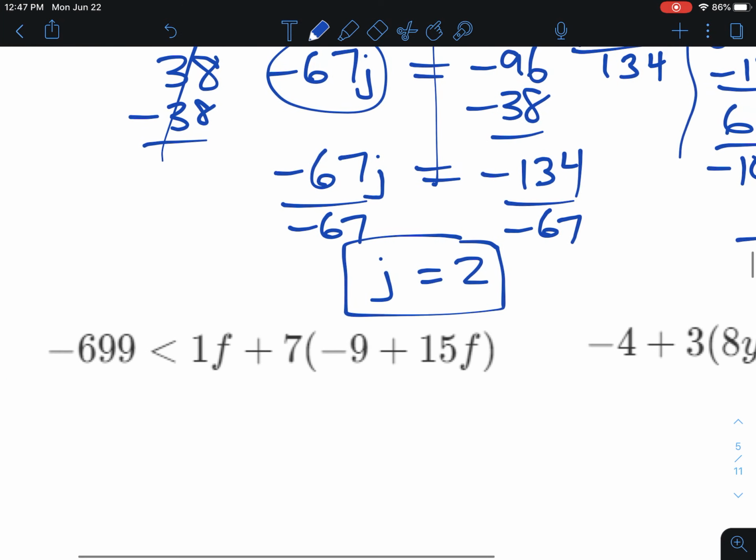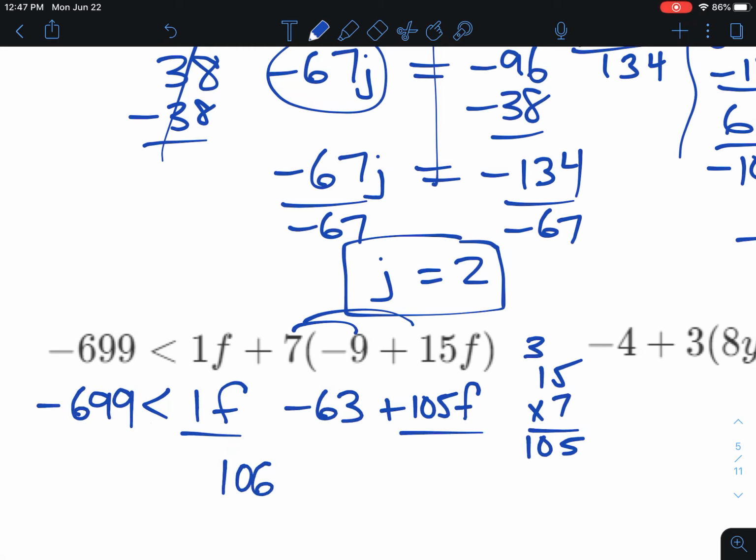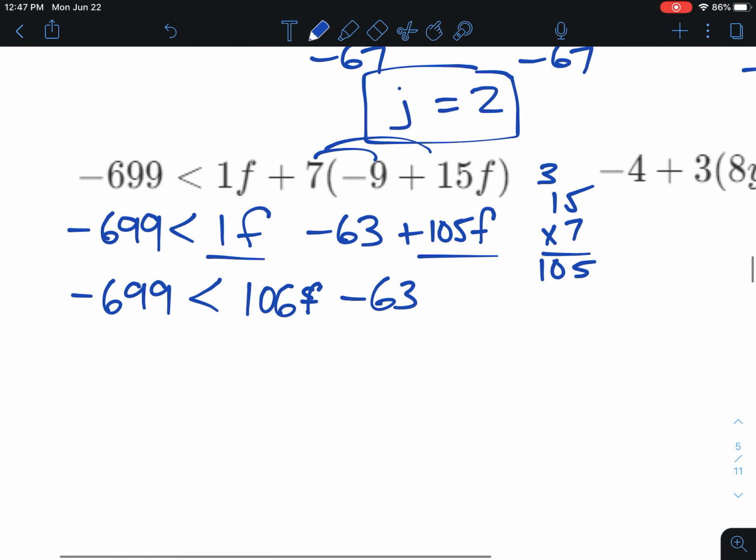Okay, a couple more examples here. Always distribute first. So this is negative 63. 7 times 15, let's do it off to the side. 7 times 5 would be 35. 7 times 1, 7 plus 3 is 10. So plus 105f, 1f in front, bring everything else down. Combine your like terms. This is 106f minus 63. Bring everything else down. Back to a two-step. Let's add 63.